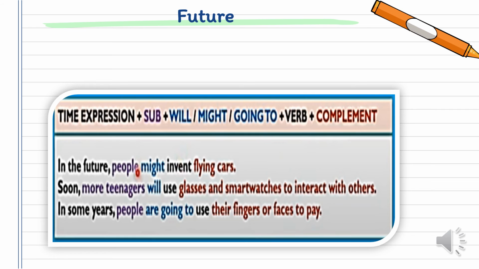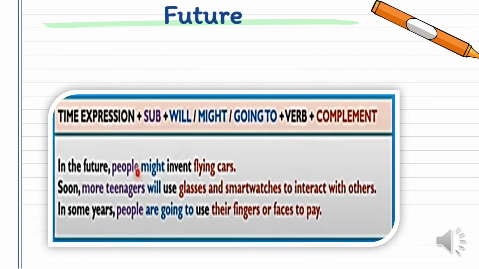For example, sentence number 1, in the future, people might invent flying cars. Number 2, some more teenagers will use glasses and smartwatches to interact with others. And 3, in some years, people are going to use their fingers or face to pay. That sounds good, no?